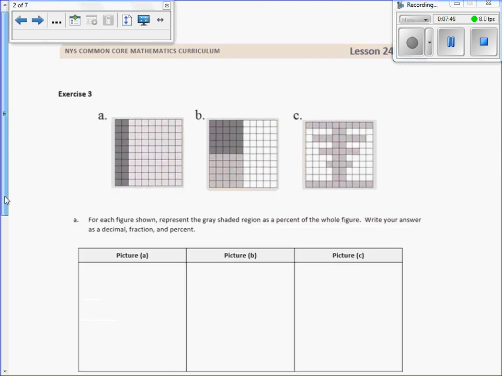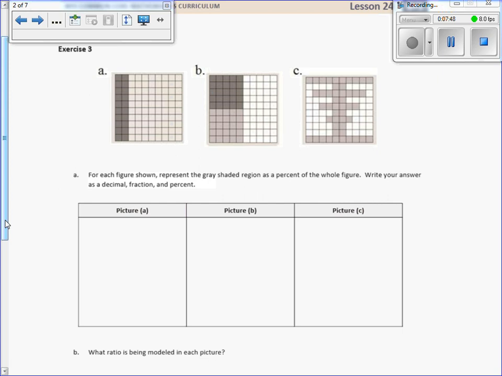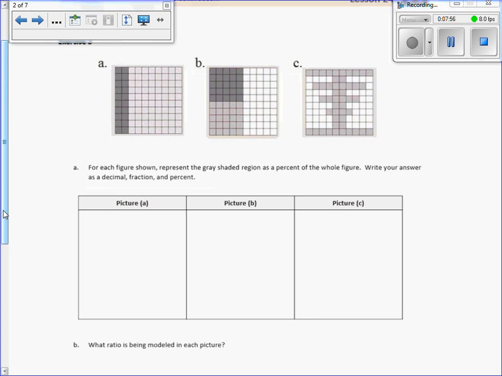Exercise 3. For each figure shown, represent the gray shaded region as a percent of the whole figure. Write your answer as a decimal, fraction, or percent. For some reason, I don't know why they did it, but in class this caused confusion. If you look in your module, this here was dark gray, and this was light gray over here. So some students thought that the whole thing shaded was 100%, and I wouldn't say that's wrong. But let's just focus on the dark gray with respect to the light gray, or compared to the light gray.